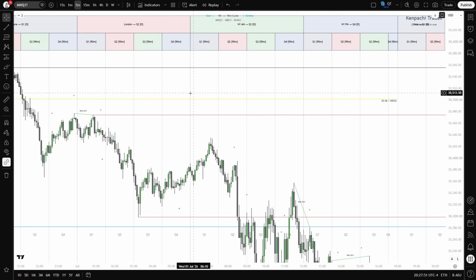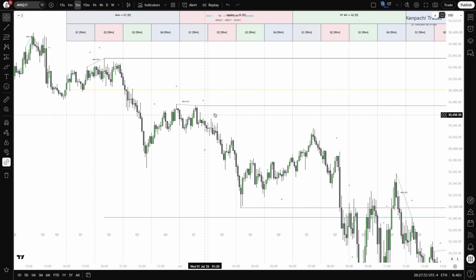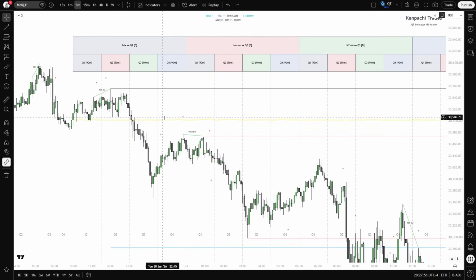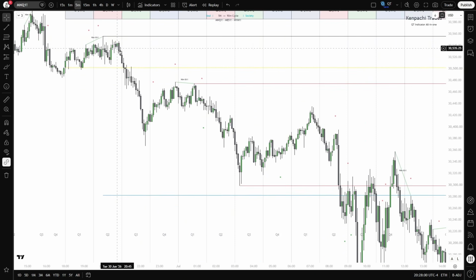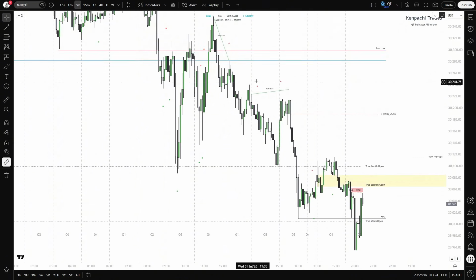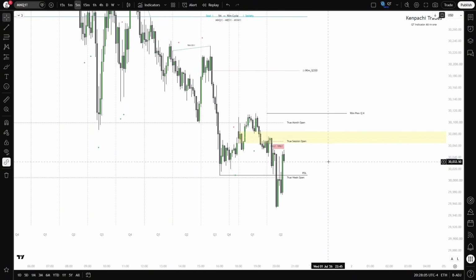Every single time before the real move, there's going to be an SSMT formed. There is always going to be an SSMT. Here SSMT, here SSMT, then move. Here SSMT, then move. Here SSMT, and then move.